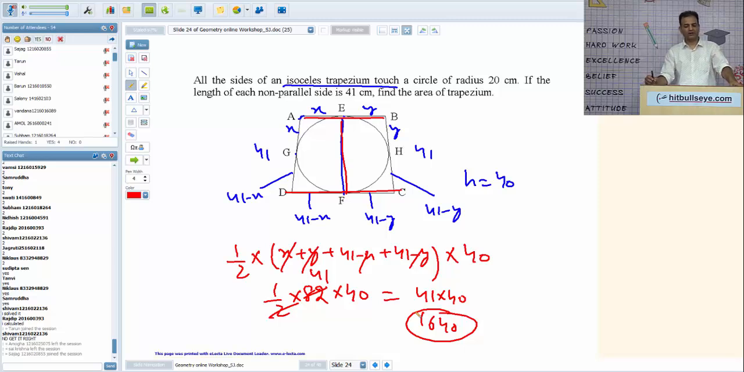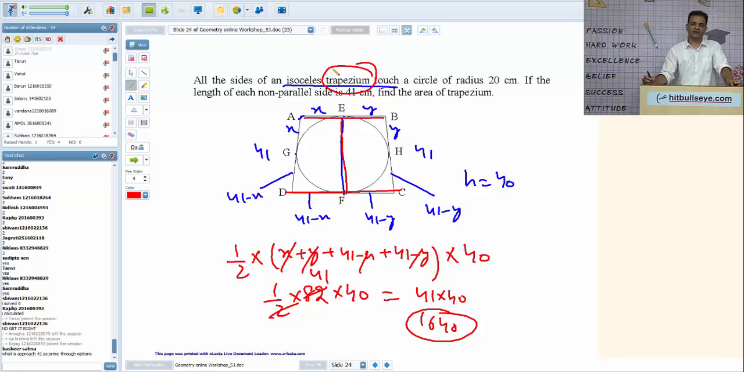Half into sum of parallel sides is the area of a trapezium. This is a basic formula you should know. Otherwise it is very difficult to prove each and everything in the exam.